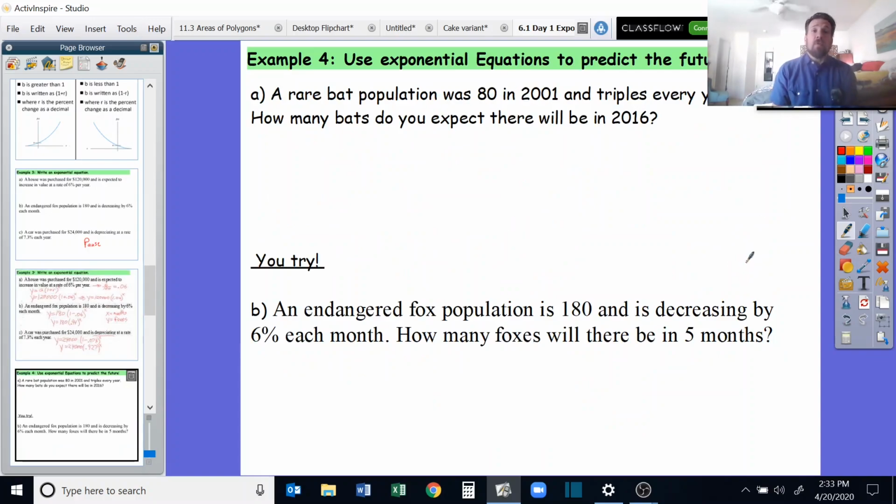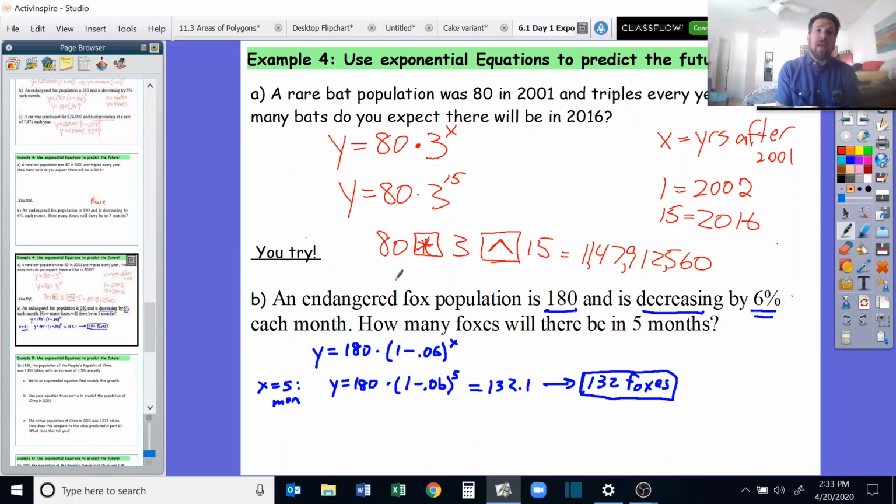Next set of examples are here. A rare bat population was 80 in 2001 and triples every year. How many bats do you expect there will be in 2016? And then we've already done this you try, so we're going to skip that. So do this example at the top. Take a moment and pause so that you get a chance to try it on your own.